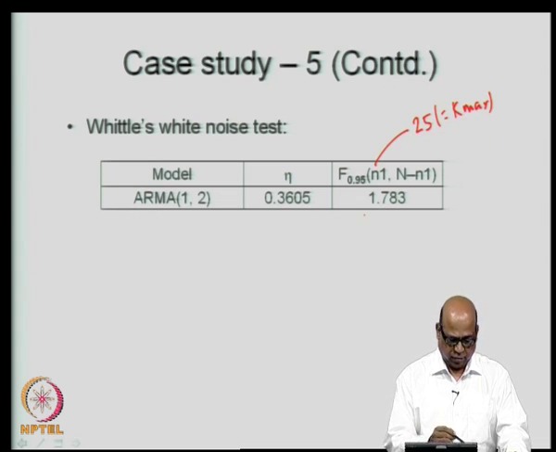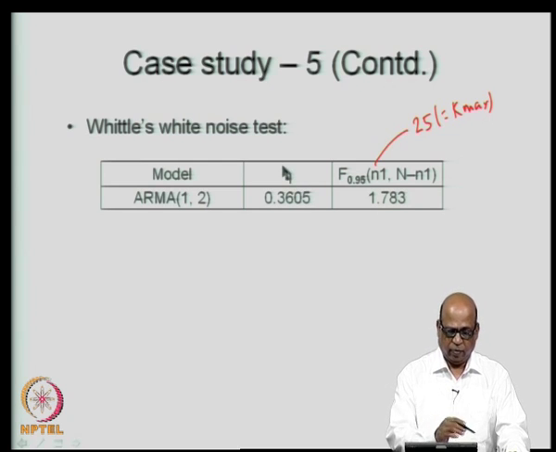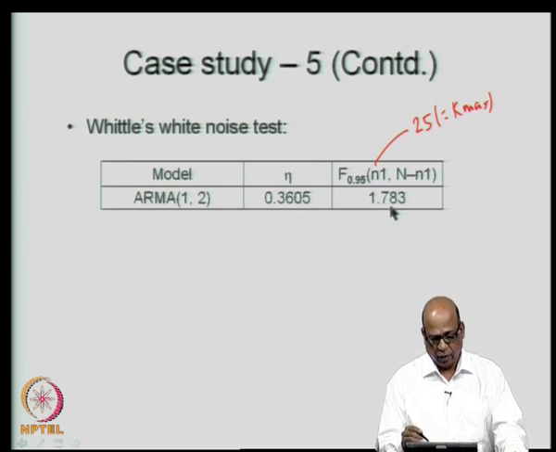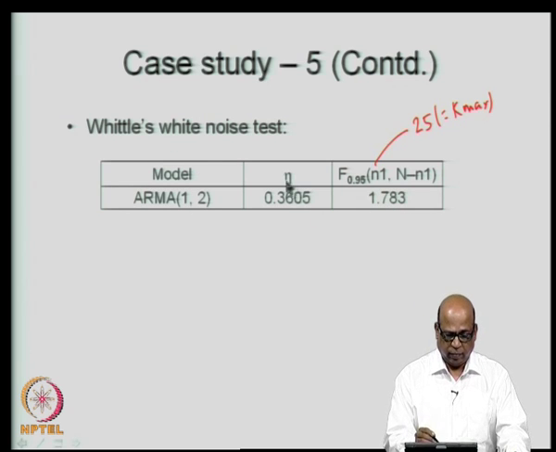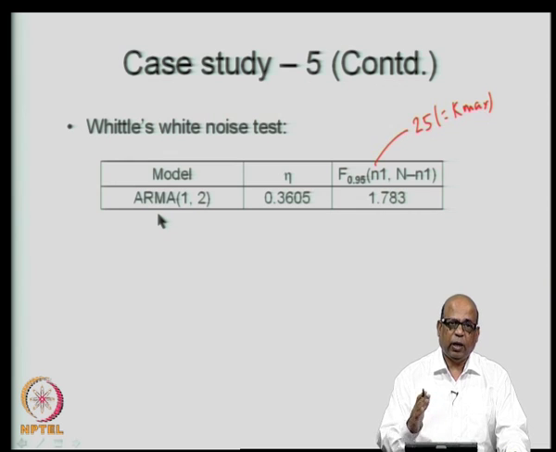So, you get the critical value of F as 1.783, and whereas your eta, the description of this eta I have covered in the last lecture. Please refer to the Whittle's white noise test, and the associated eta value is 0.3605, and therefore, this passes the test because eta is less than the associated critical value of F. And we conclude that the model that we have chosen, namely ARMA 1-2 for one time step ahead forecasting, passes all the tests on the residual series, and we choose this particular model for one time step ahead forecasting.